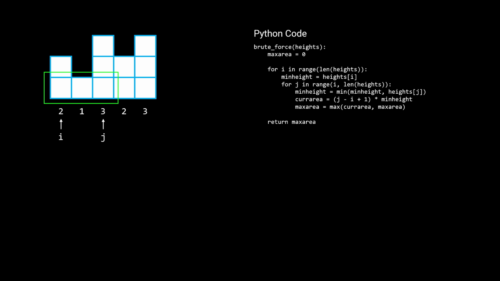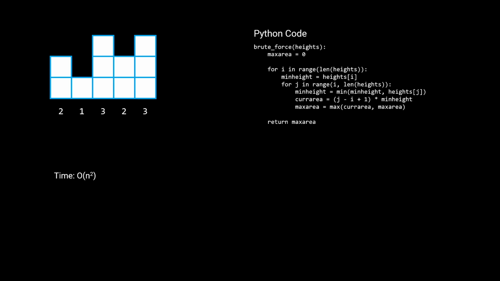The way we're going to compute the area is just width times height. For width, it's the J index minus the I index plus 1. And for height, it's the minimum height, which we were talking about just a second ago. Multiply these two and we'll get the current computed area. We then compare this current area to the running max to see if it should take the place of the maximum area encountered so far.